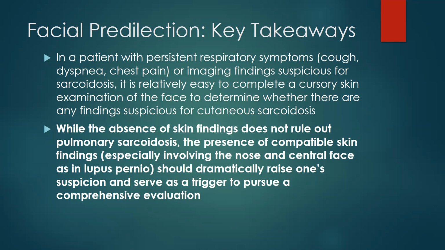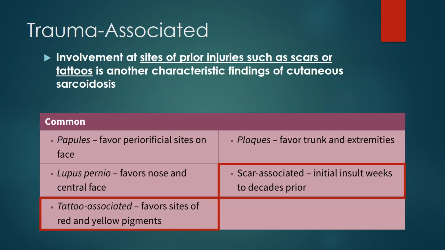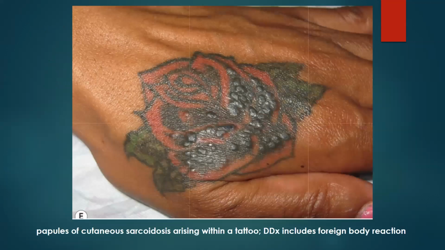And then moving on to another very common presentation of sarcoid that's easy to check in your clinic: trauma-associated sarcoidosis. So this is going to be sites of prior injuries, such as scars or tattoos. This is another classic finding in cutaneous sarcoidosis. Here are some examples of just non-specific papules within a tattoo. Most often the dyes are going to be sort of red and yellow, but it can be seen with any tattoo dyes.